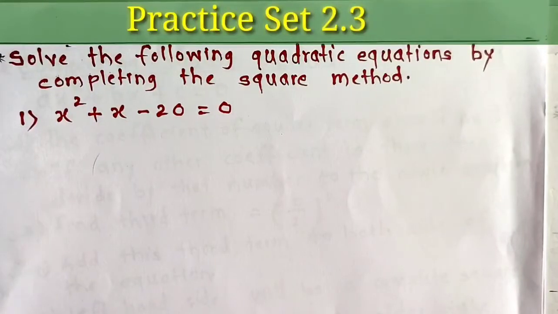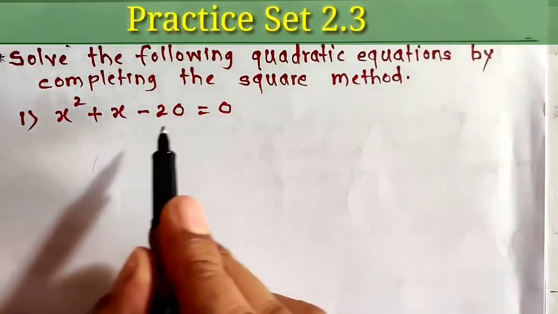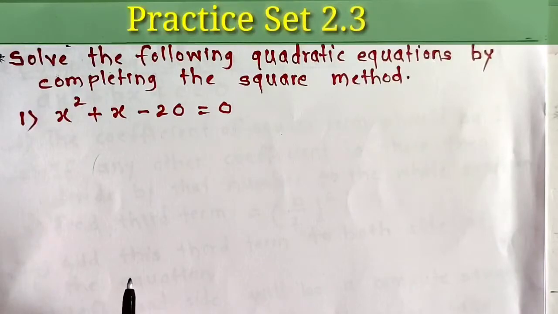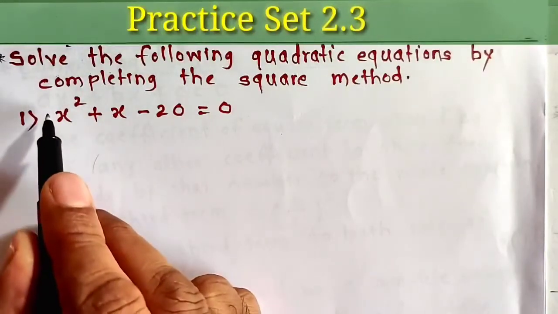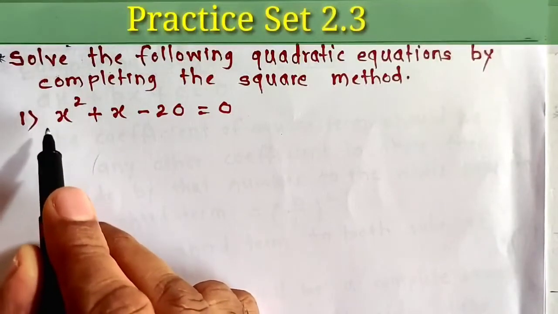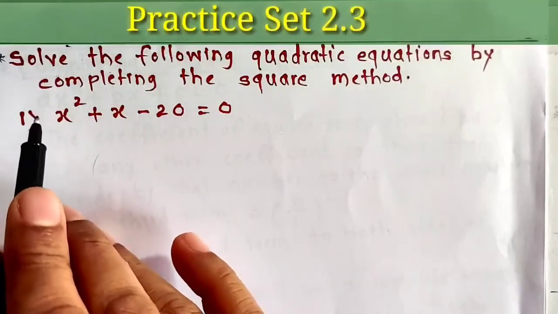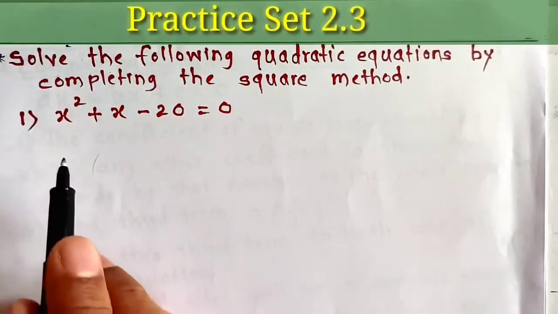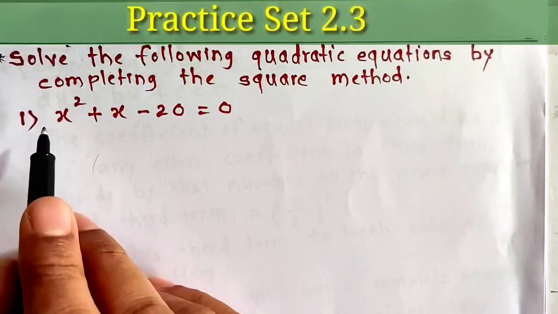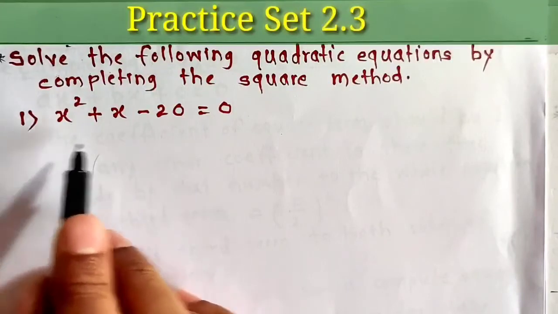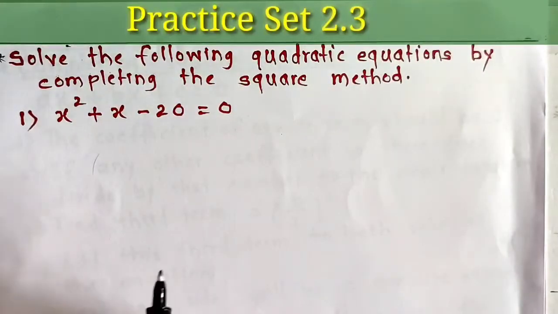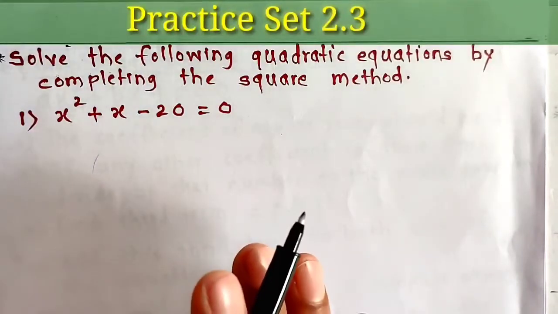If factorization, then only factorization. If completing the square, then only completing the square. And if formula method, then only formula method. So here observe the equation first. What is our first step? See the coefficient of the square term. Here the coefficient of the square term is already 1. No need to make it 1. If it is other than 1, then we can divide the whole equation by this number. That is the first step. So here no need to do that first step.